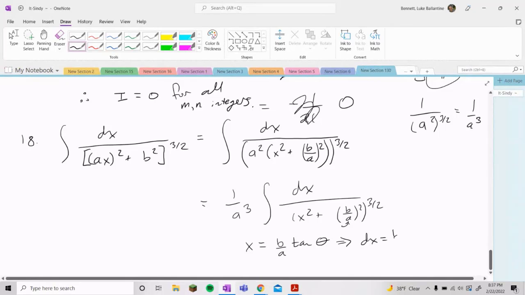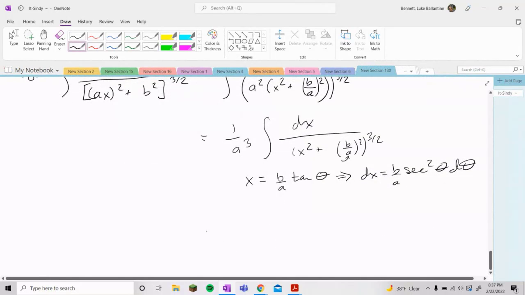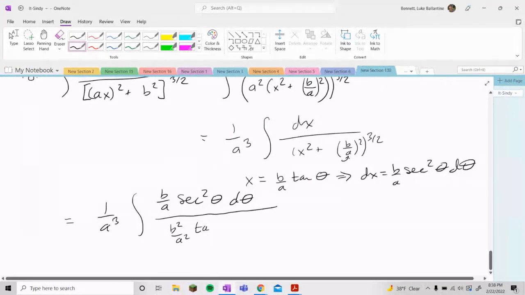And then that means dx is b over a secant squared theta d theta. So now we can go ahead and substitute. So we have 1 over a cubed. dx is b over a secant squared theta d theta. x, we square it. We have b squared over a squared tangent squared theta plus b squared over a squared to the 3 over 2. So we can pull out a b squared over a squared with the 3 over 2. So we take the square root and we cube it. So this would be a cubed over b cubed.